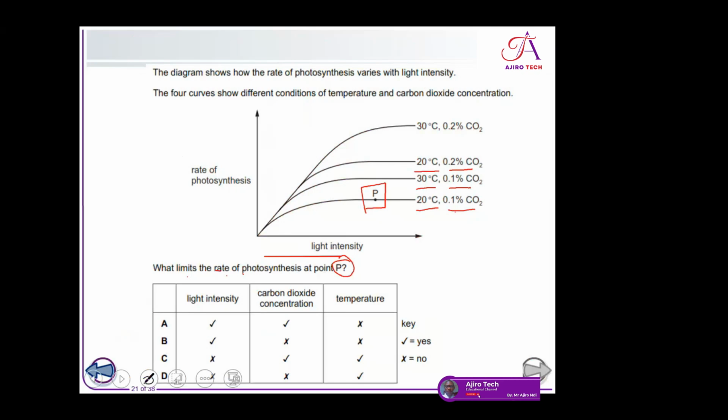What shows that from the graph? Because light intensity is not limiting. There's enough light. That's what this is saying. What is being altered here is temperature and CO2. So at higher temperatures, the rate can increase, and at higher carbon dioxide concentration, the rate can also increase. So the two things that are limiting here are carbon dioxide concentration and temperature. So the correct answer there is C. Do you get the gist now?